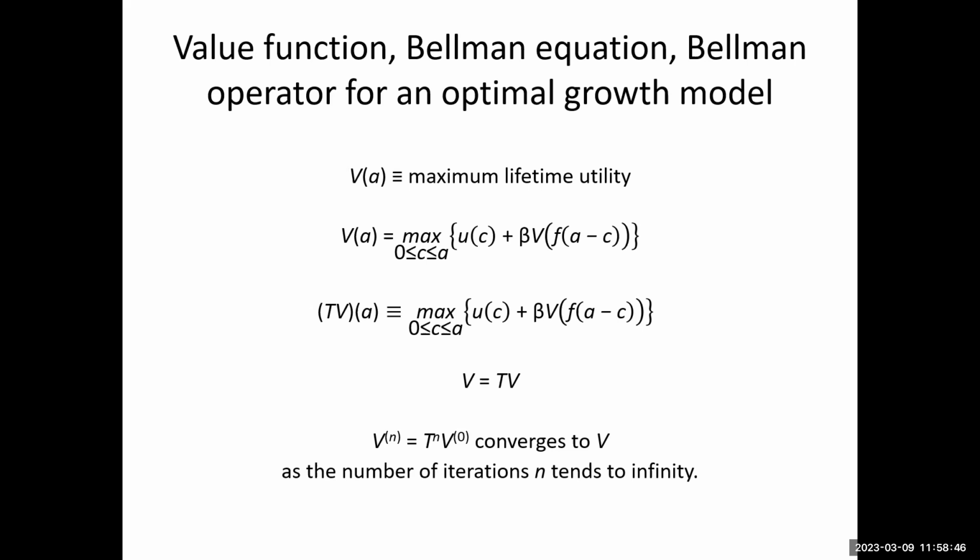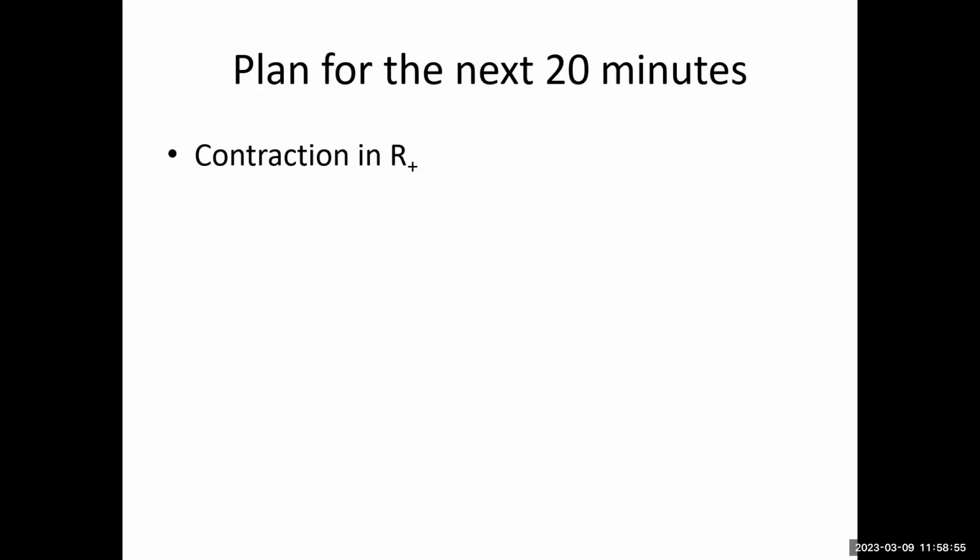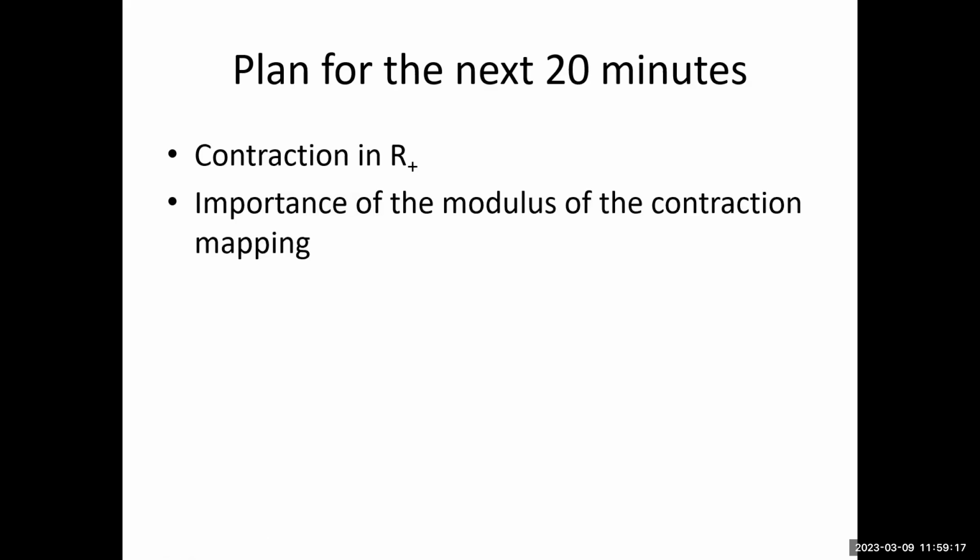The goal of this video is to visualize this process of value function iteration. Here is the plan for the remaining 20 minutes of this video. The fixed point to which value function iteration converges is a function, but we will start by visualizing a contraction to a fixed point on the non-negative real line, which is easier. We will use this to visualize the importance of the modulus of the contraction mapping, which in the example from the previous two slides was beta, the discount factor.